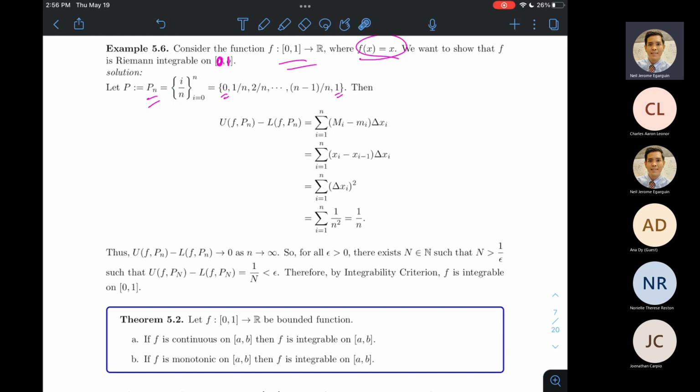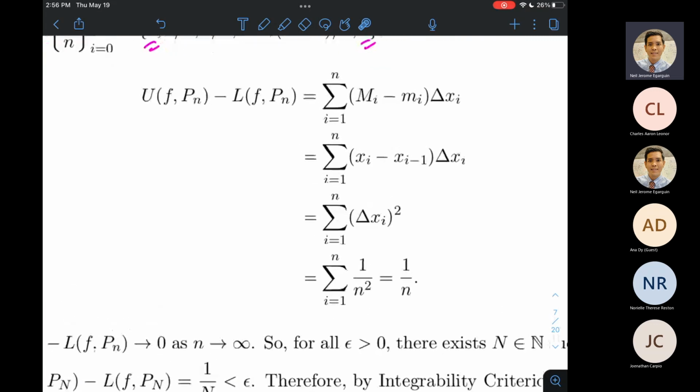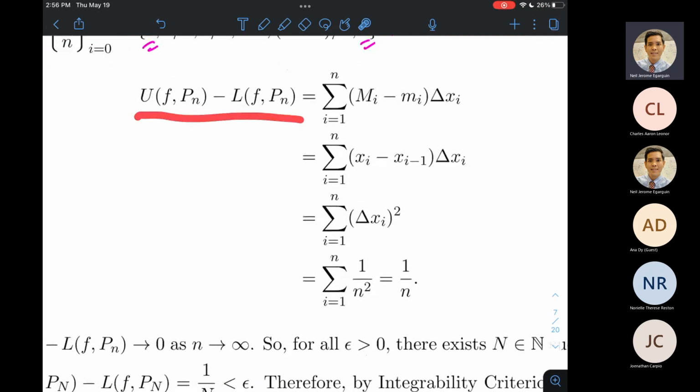Now, sabi ng criterion 5.1, kailangan lang tingnan natin ano yung behavior ng upper sum minus lower sum. And luckily for us, we will see later that considering this class of partition inducers will be enough to conclude that f is Riemann integrable on the closed interval 0, 1. Okay. Bakit? Kasi if we take a closer look, kunin natin yung difference ng upper minus lower Riemann sum.